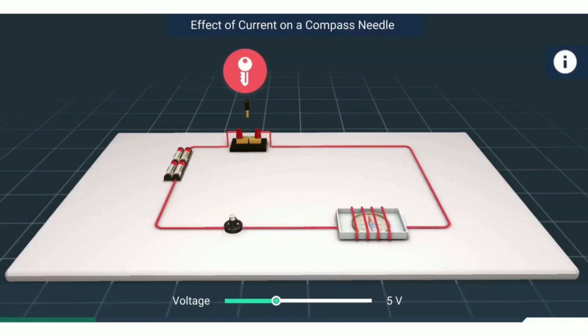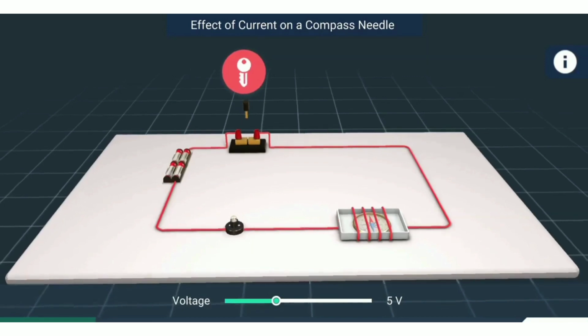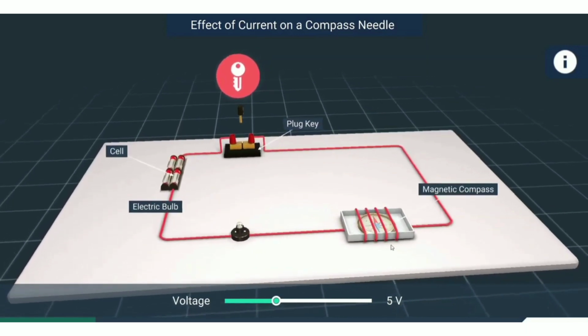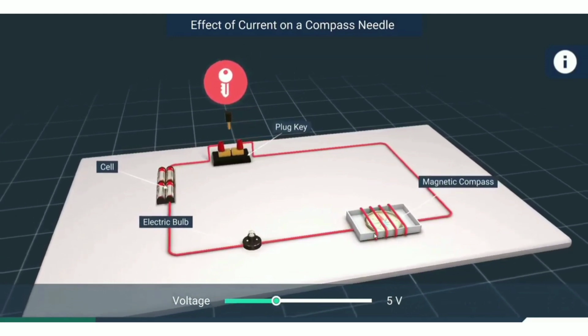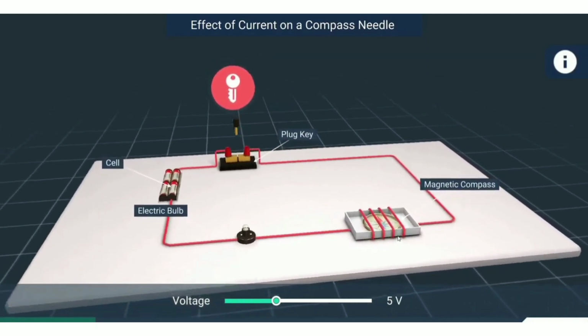Are electricity and magnetism related? Let us try to understand this by an activity. Here we have taken a cardboard tray. It is wrapped with an electric wire. A small compass needle is placed inside it.